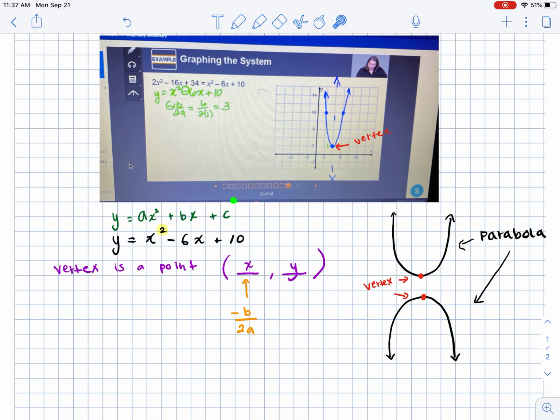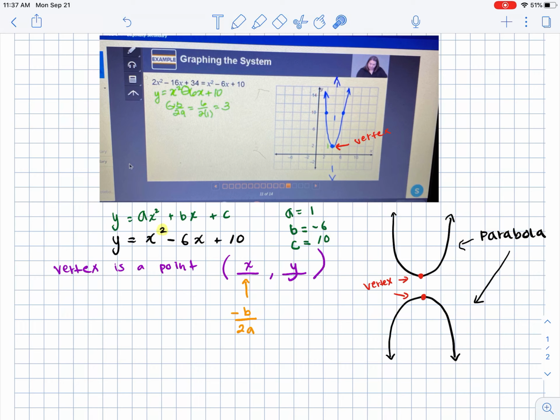If I refer to the standard form template, my a is equal to, let's see, what number do we have in front of x²? We have a 1, so a is 1. B is, well, you don't want to just say 6, we also want to take that negative with us. So b represents -6. And then we also have a c here. C is equal to 10.